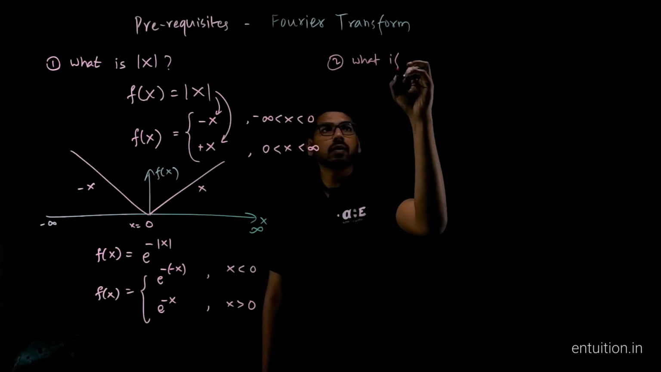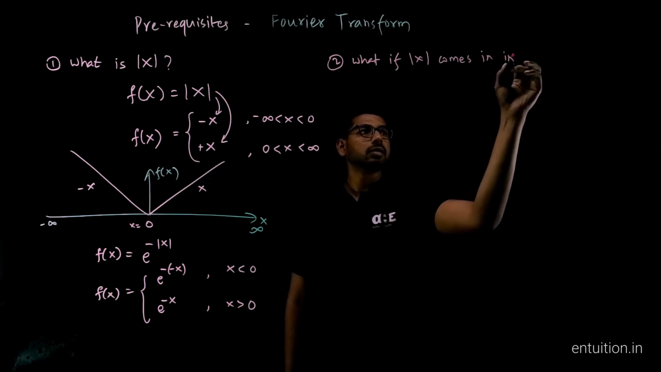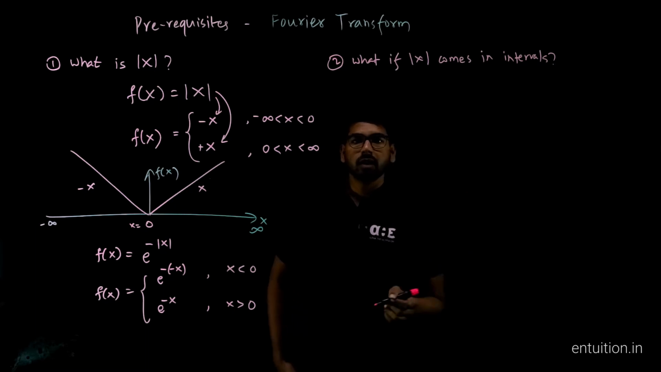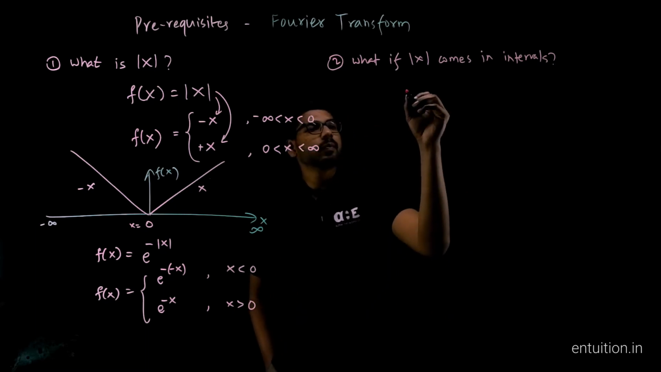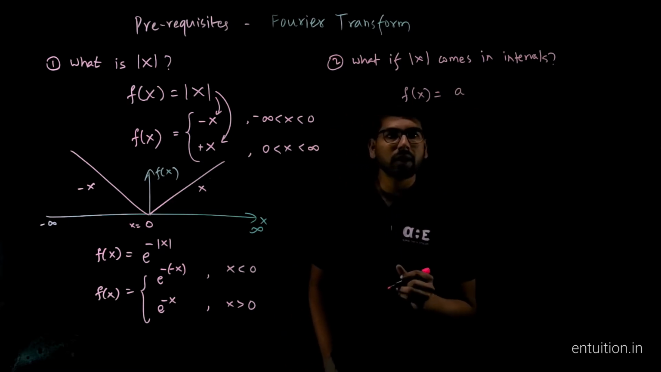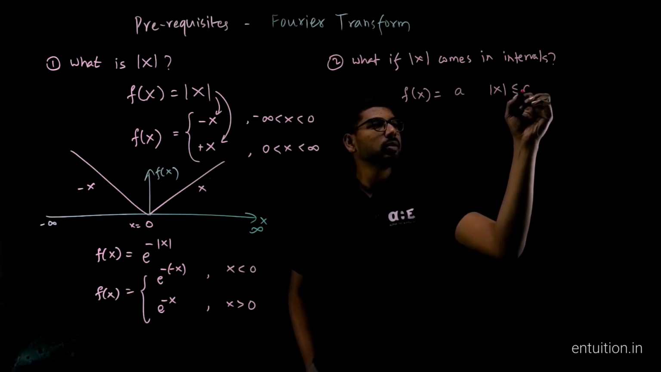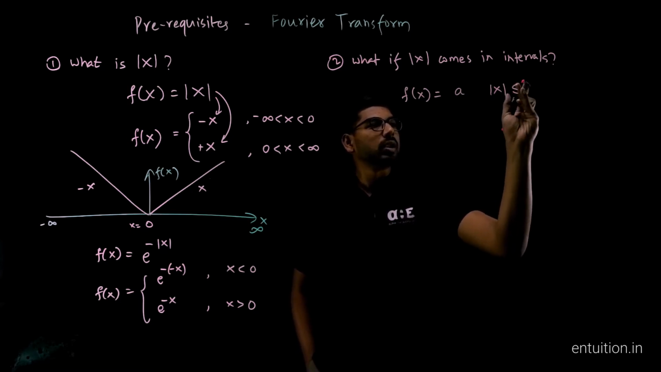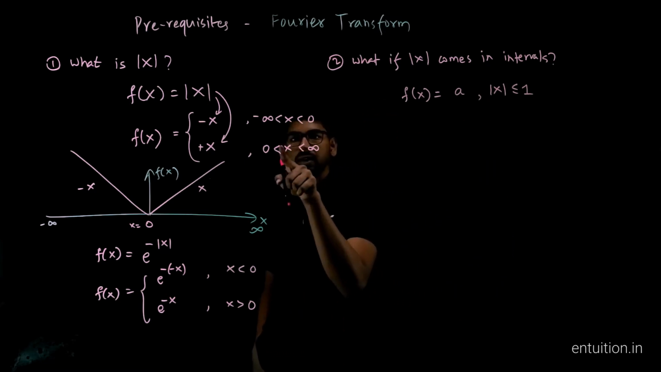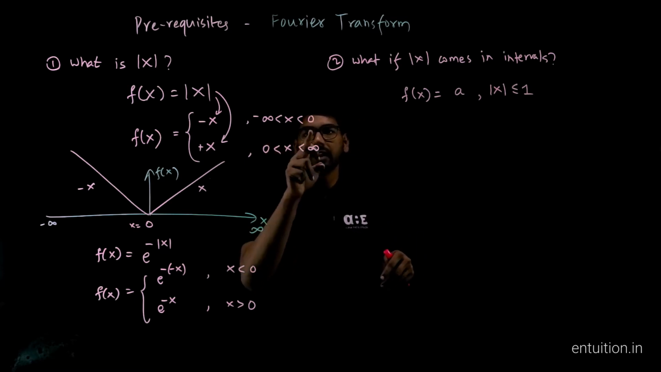What if mod x comes in an interval? If they use mod x to define intervals, how could they do that? Let's say f of x is equal to a, for mod x less than or equal to 1. So here the interval is given something like this, right? We know how to interpret an interval when it is given like this.